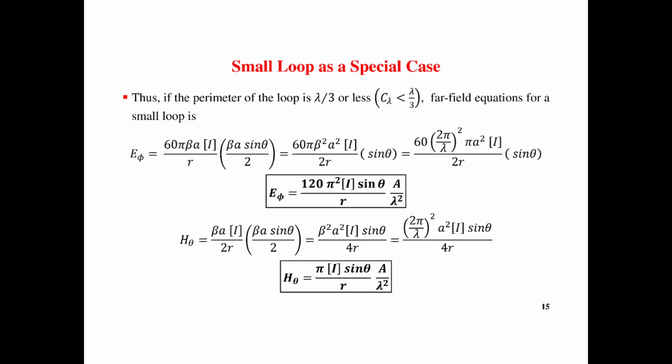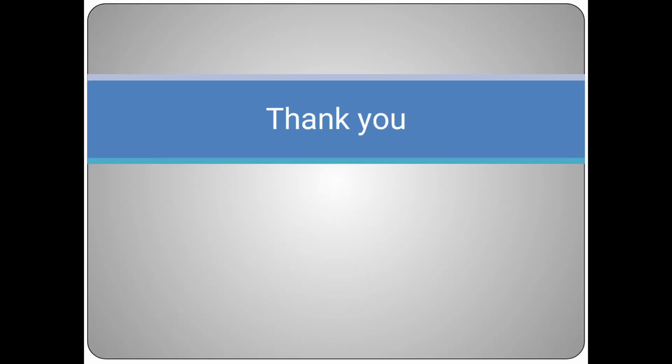Small loop or special case. So E_φ equal to 60 pi beta a I by r beta a sin theta by 2, which is equal to 120 pi squared I sin theta by r times (a by lambda) squared. H_θ equal to pi I sin theta by r times (a by lambda) squared. So these are the special cases for the small loop antenna.